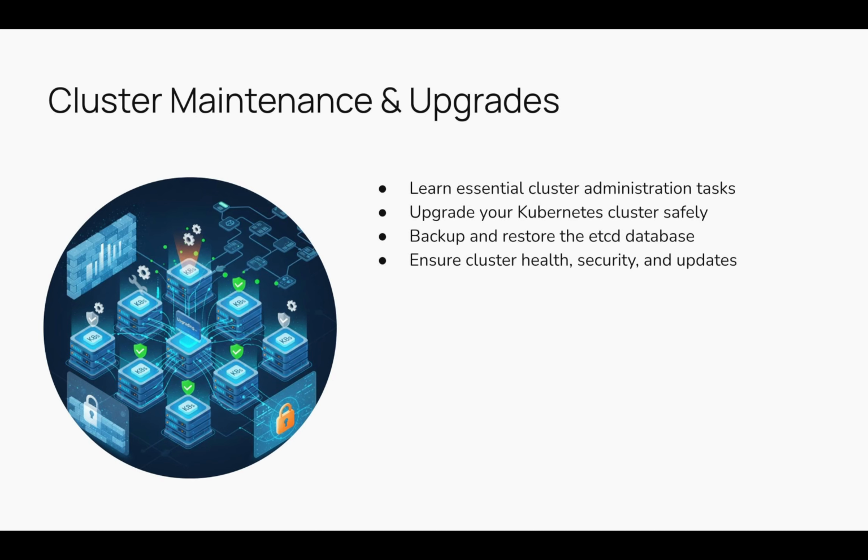There is also a golden rule for upgrades. You must upgrade one minor version at a time. For example, you can upgrade from 1.18 to 1.19, but you cannot jump directly from 1.18 to 1.20. Attempting to skip a minor version is unsupported and will very likely break your cluster.